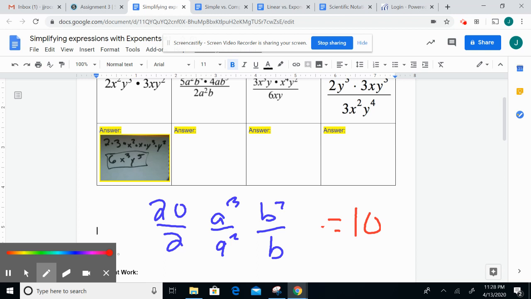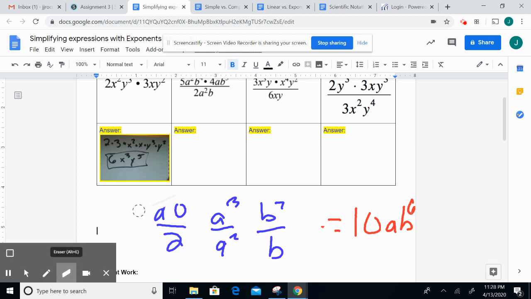There is 1. And I'm not going to write the exponent. There are 7 b's on the top, and 1 on the bottom. So there are 6 left. So 10a b to the 6th.